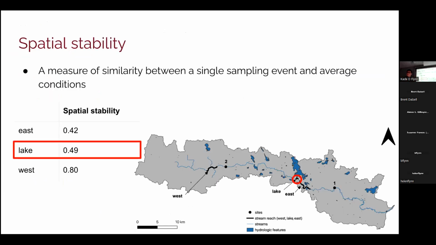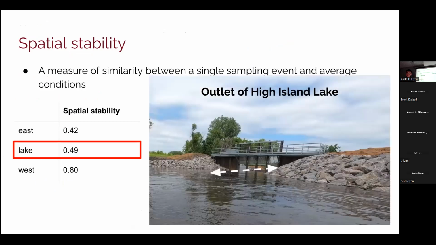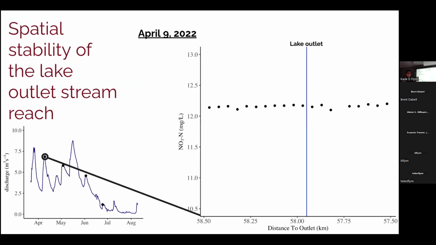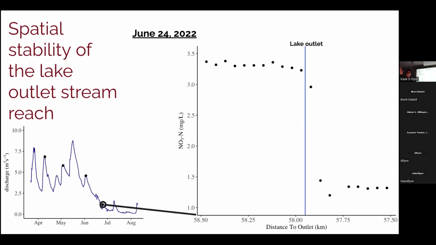So looking at spatial stability along this lake stream reach, which again is characterized by the outlet of High Island Lake, which is bidirectional, we see during this high flow event, as we paddle past it, there's no change in the nitrate concentration in the stream. During this low flow event, we see this drastic decrease in nitrate concentration. This is when the lake is contributing to the stream. And this decrease is of a large magnitude. It's nearly 6 times higher than that decrease along the eastern stream reach on this same date.